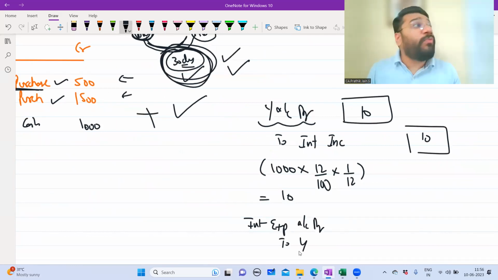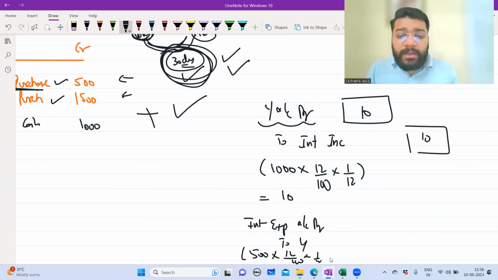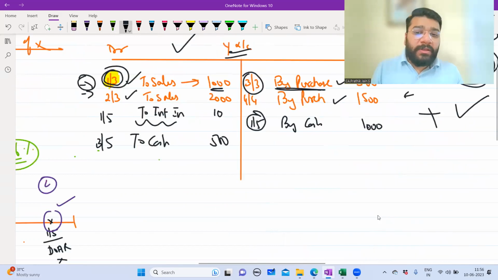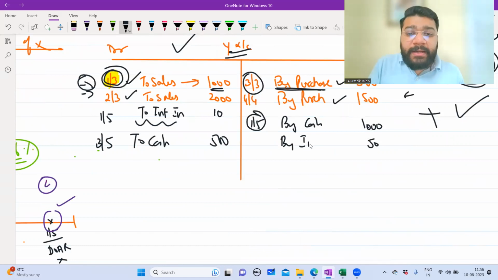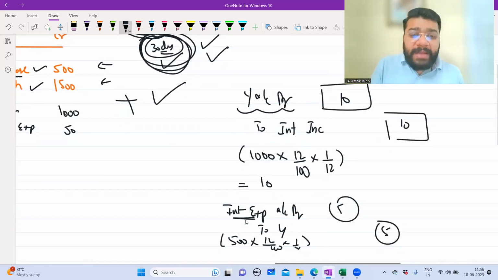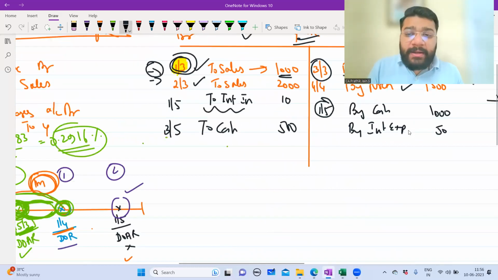Now we have to pay this money to Y. Anything that we have to pay to Y, we have to credit. Liability has to be created. So now what will be the calculation? 500 into 12 by 100 into 1/12, which is 5 rupees. So what will be the entry? By interest expenditure. Correct, no? In Y's account, by interest, 5 rupees.